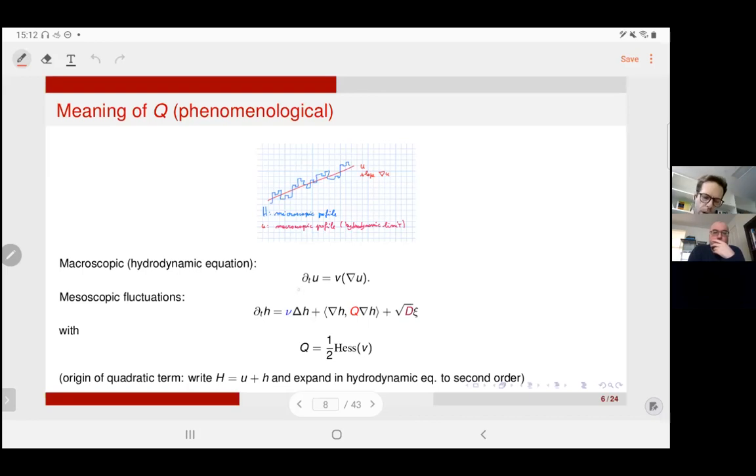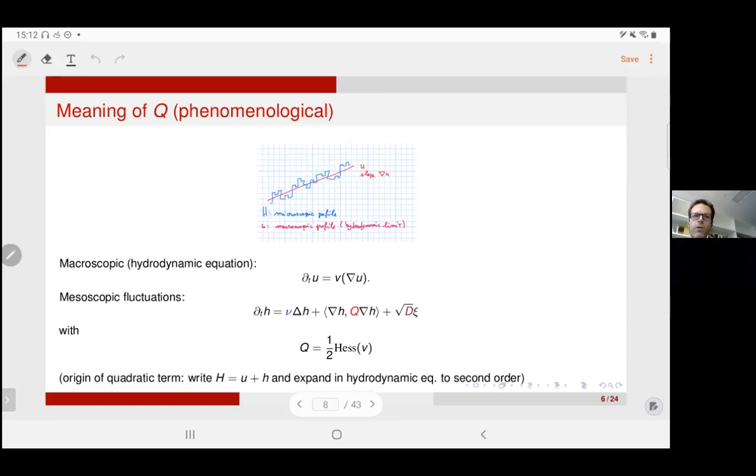It will grow in time. DTU will be given by some function, some velocity, depending only on the slope of U. Macroscopically, we just follow this deterministic evolution. But then microscopically, this blue front will evolve stochastically.